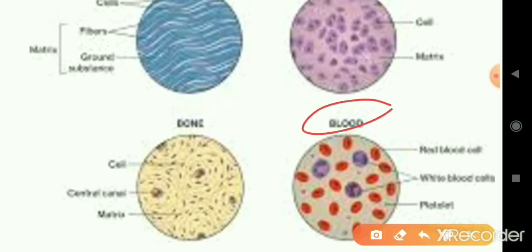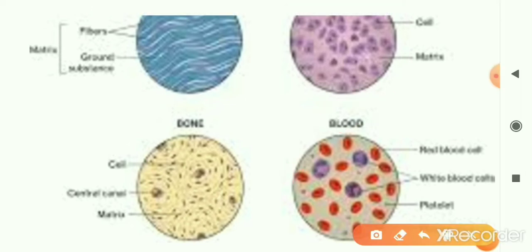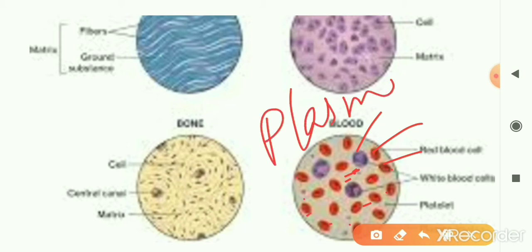This is the picture of blood, where you find there are blood cells present, and between the cells, that is RBC, WBC, and platelets, there is a matrix which is called plasma. You are all quite aware of what plasma is. Plasma is the fluid part of the blood, and in the plasma these blood cells float.